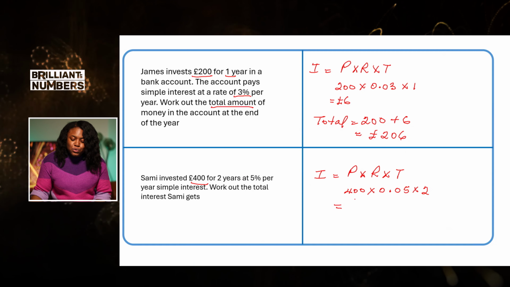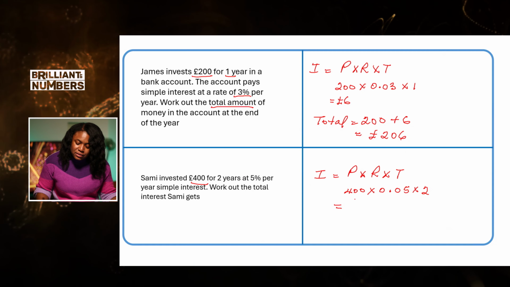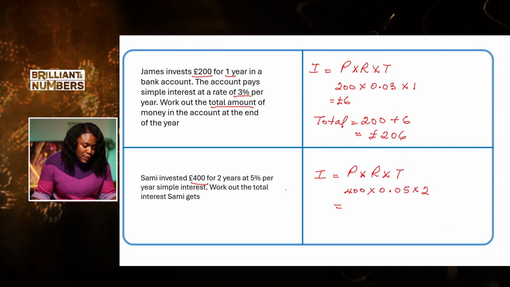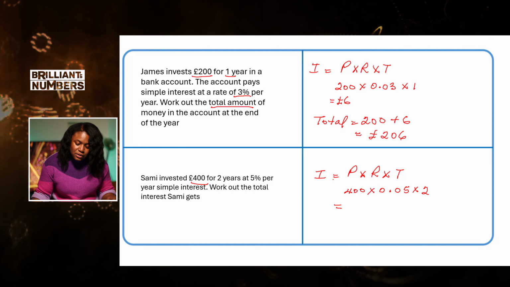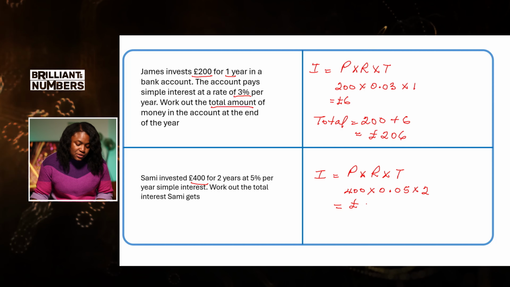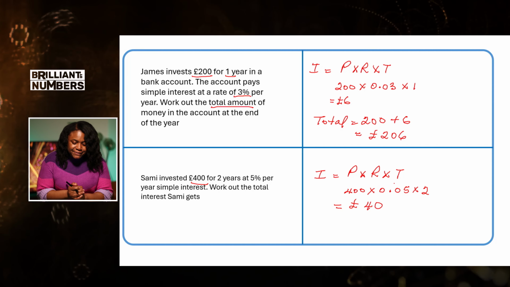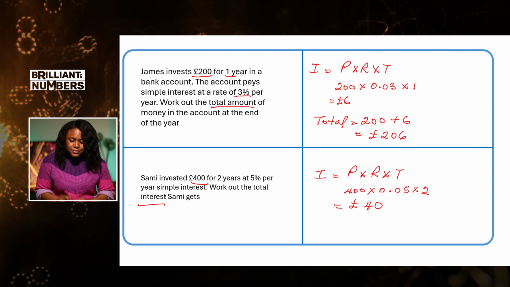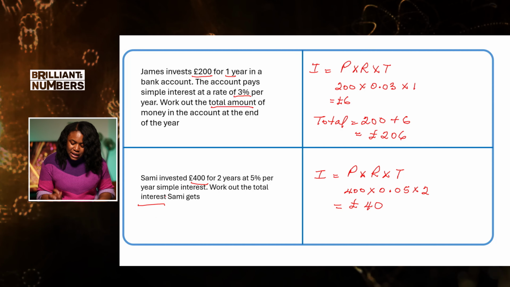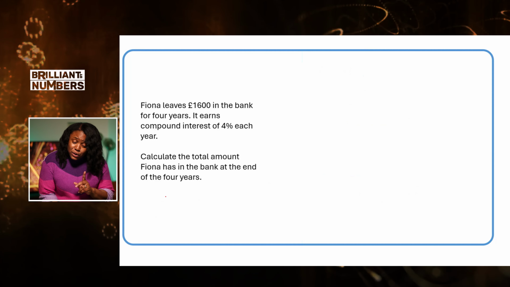I'm going to put that all in my calculator. So I need to do 400 times 0.05 multiplied by 2. And that gets me to £40. So that's my answer, because specifically I was asked to work out the total interest. Beautiful. Moving along. Now we go to Fiona.